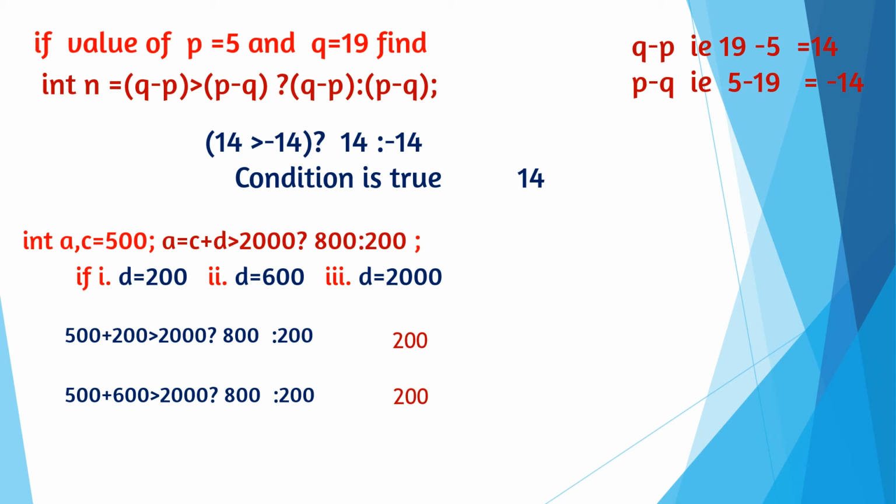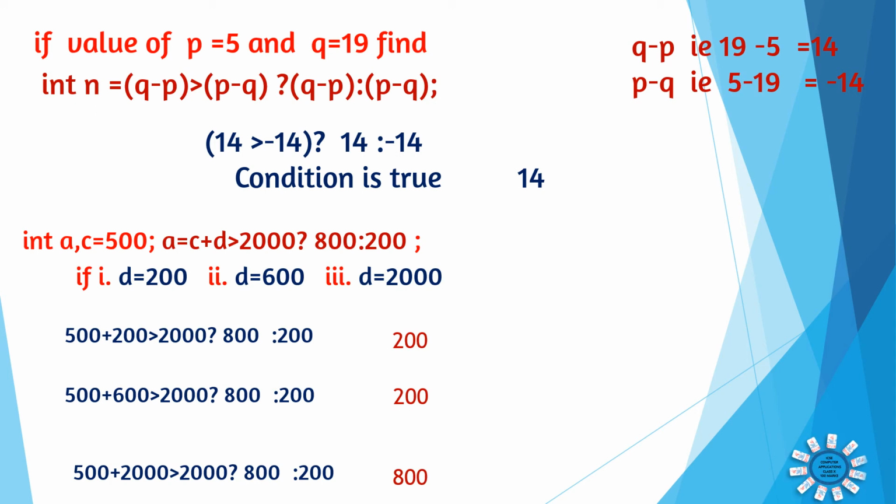And third, D is equal to 2000. So here C plus D is 500 plus 2000, 2500. It is greater than 2000. That means the condition is true here, so the answer will be 800, which is the first option. So these are some examples which will help us understand the ternary operator much better. I hope all of you are able to understand the concept.